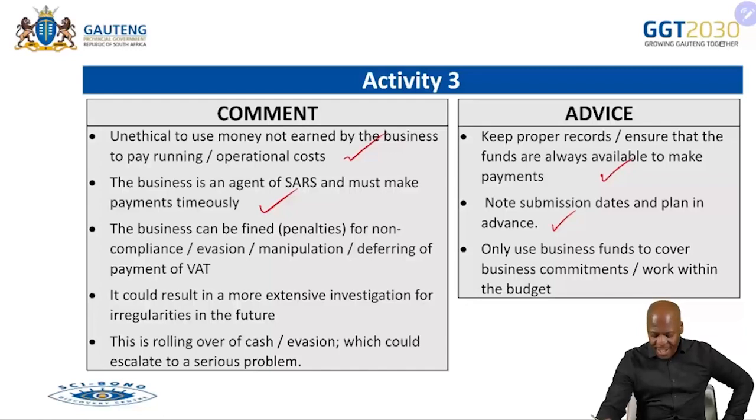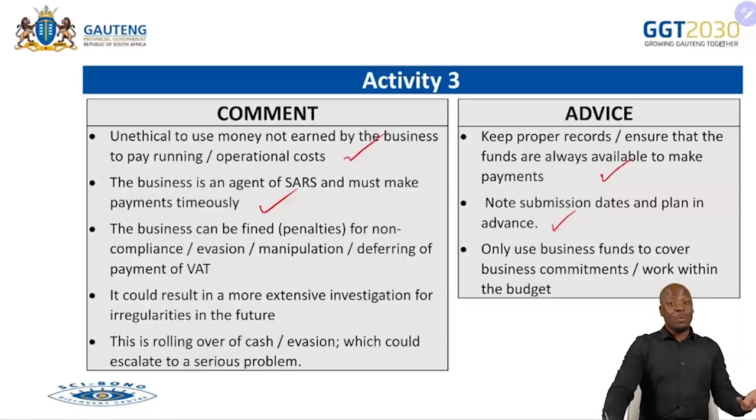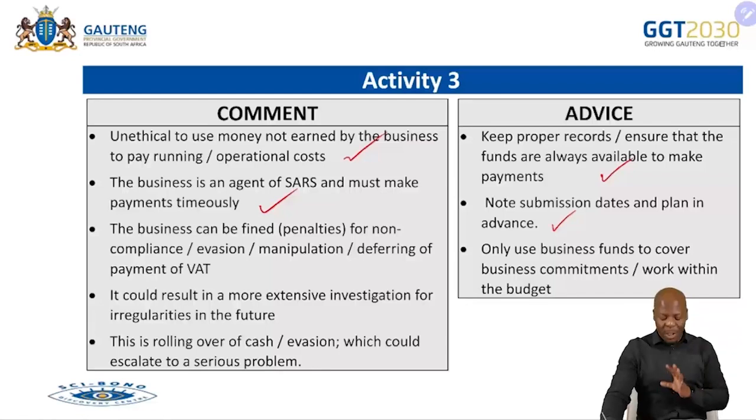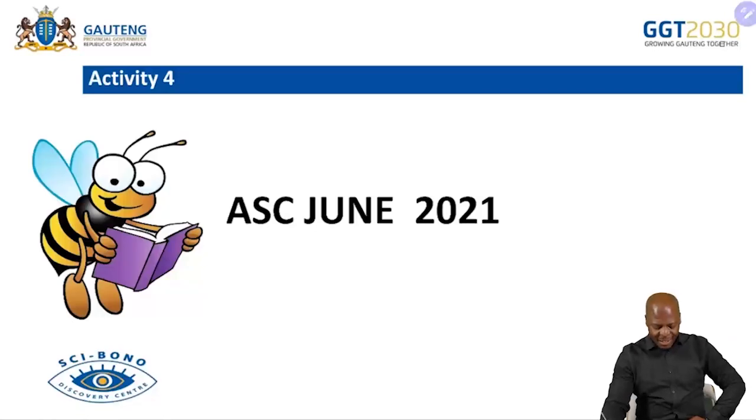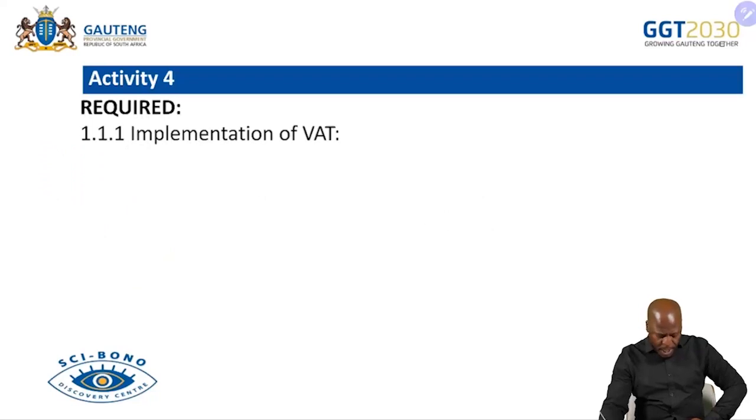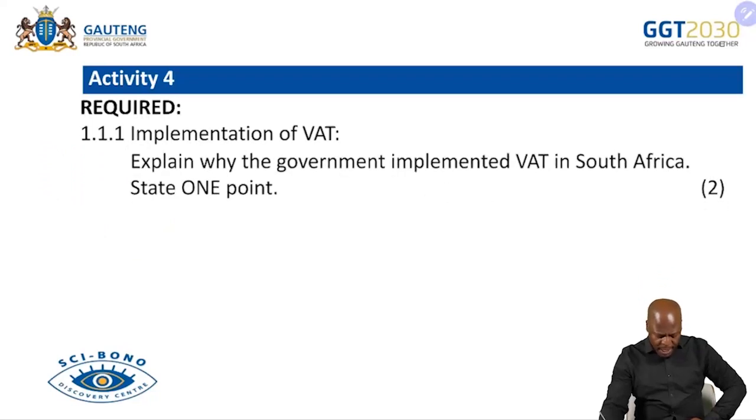Okay, I want us now to go to our last activity. I know you are excited to do this activity because some of you got answers in the previous one and some of you had a little challenges. So now I know you are ready and you want to experiment with this next activity. Without further ado, let's go and check the next activity. It is the June 2021 paper. Let's see. It is talking about the implementation of VAT.